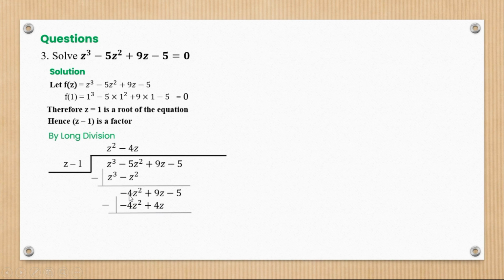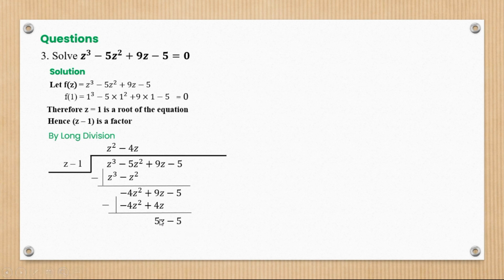So when we subtract the two, this and this will cancel because the negative 4z squared minus negative 4z squared, where this becomes a plus, the answer will be 0. So when we have 9 minus 4z, that gives us 5z. So we have 5z minus 5.